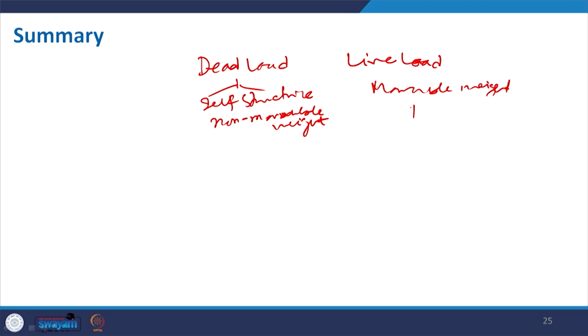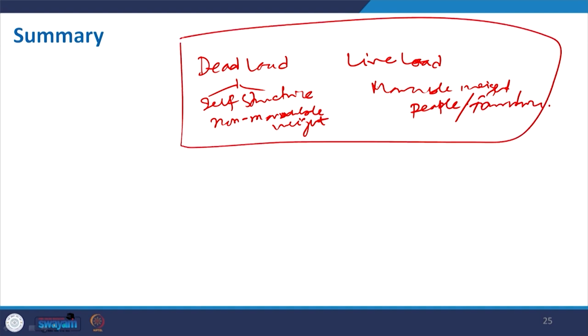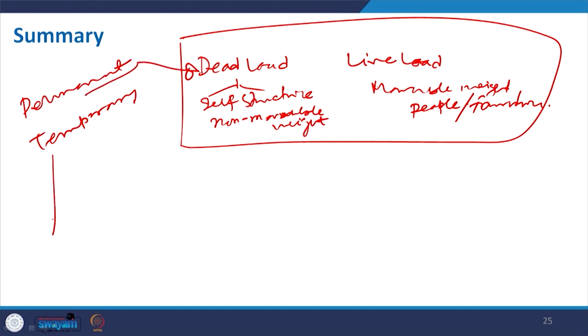Examples are people, furniture and others. Then we also discussed it in terms of permanent and temporary. What is permanent? Basically it refers to dead load, and temporary is what varies with time.